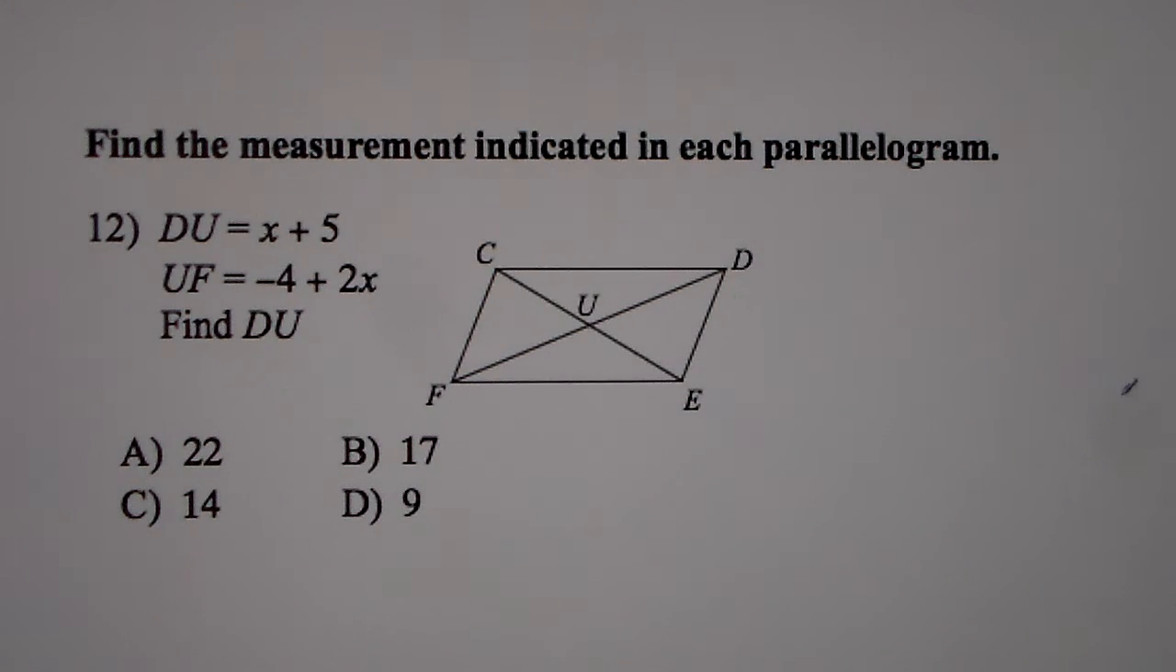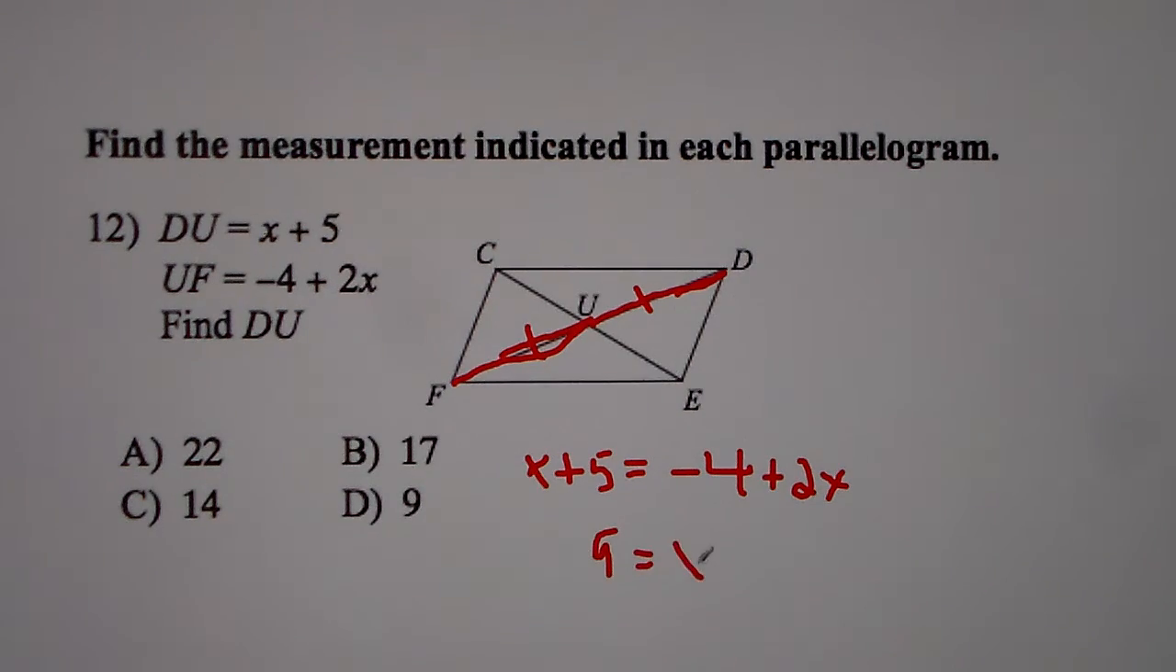All right, our last problem here. Find the measurement indicated in each parallelogram, DU. That guy is equal to UF. They're equal to one another, so you set them equal to each other. So you have x plus 5 is equal to negative 4 plus 2x. Add 4 to both sides, subtract 1x from both sides. So you got 9 equals x.